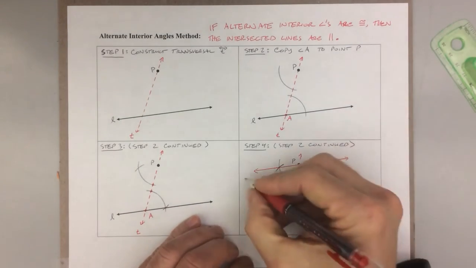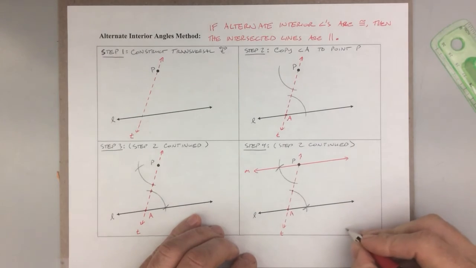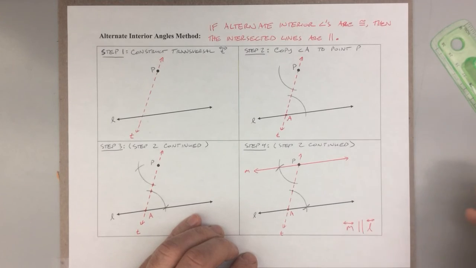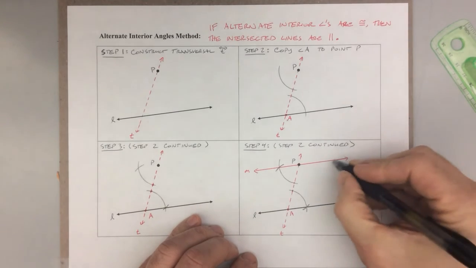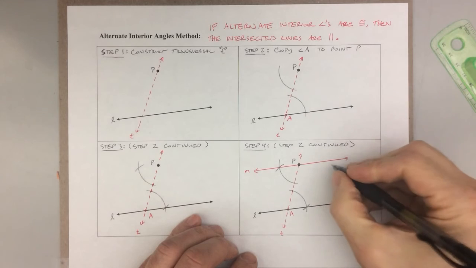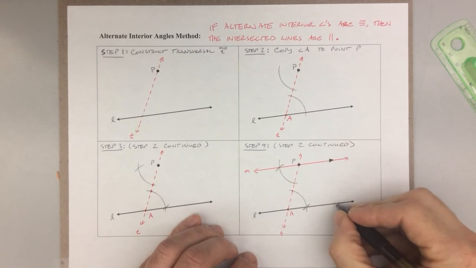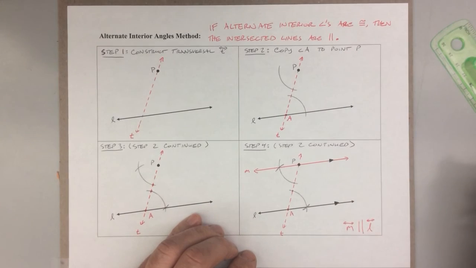And we could call that line M, which means that we will know that line M is parallel to line L. And if you want, we talked about that you could put on some marks on your lines to indicate that they are in fact parallel, though this is not required, just an option.